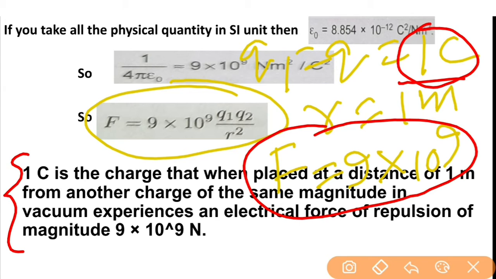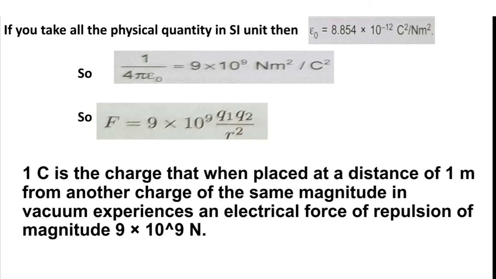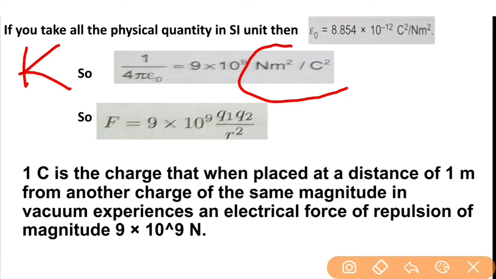Now from this we can also get the unit of k. The unit of k is Newton meter square per Coulomb square. From the mathematical form of Coulomb's law, we can get the unit of k. How?